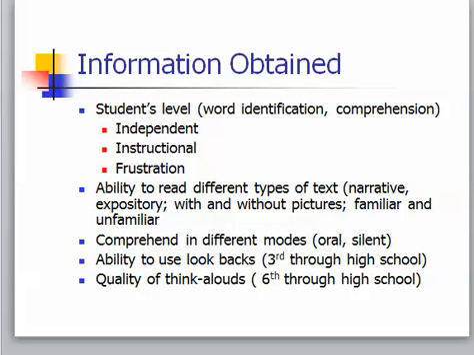Now, in order to determine their independent, instructional, and frustration level, when the child is reading orally, you are marking their miscues, and so that's the word identification score. Then you're going to have them answer the comprehension questions. You take the word identification score and the comprehension score, and whichever score is lower, that's the overall score for that passage. They do have the opportunity to read different types of text, narrative and expository, with and without pictures, information that's familiar to them and unfamiliar.